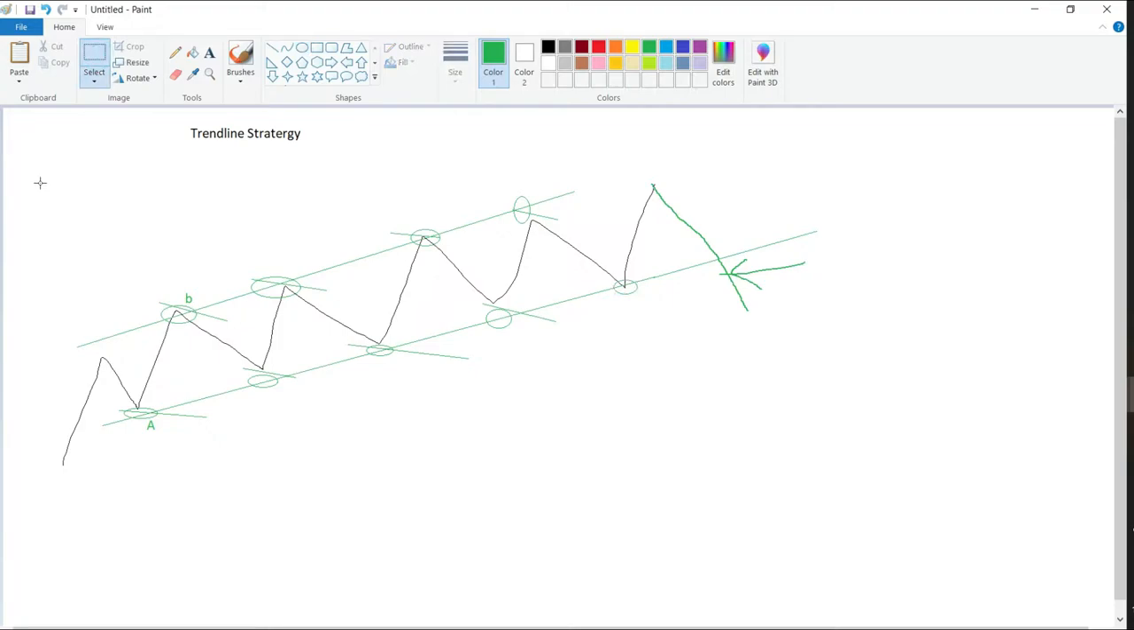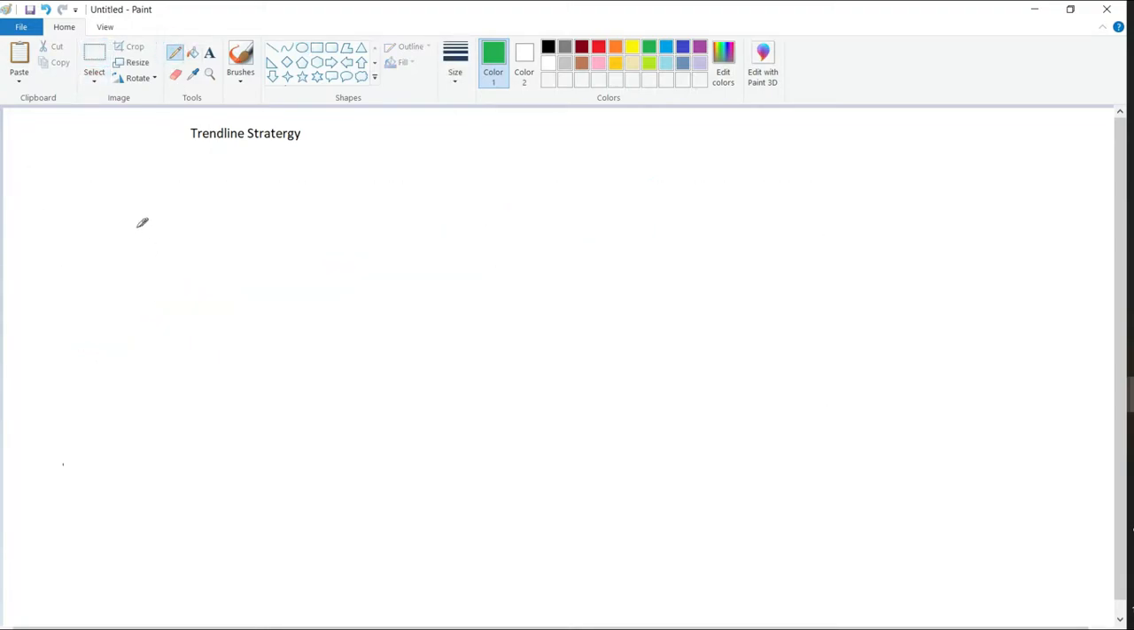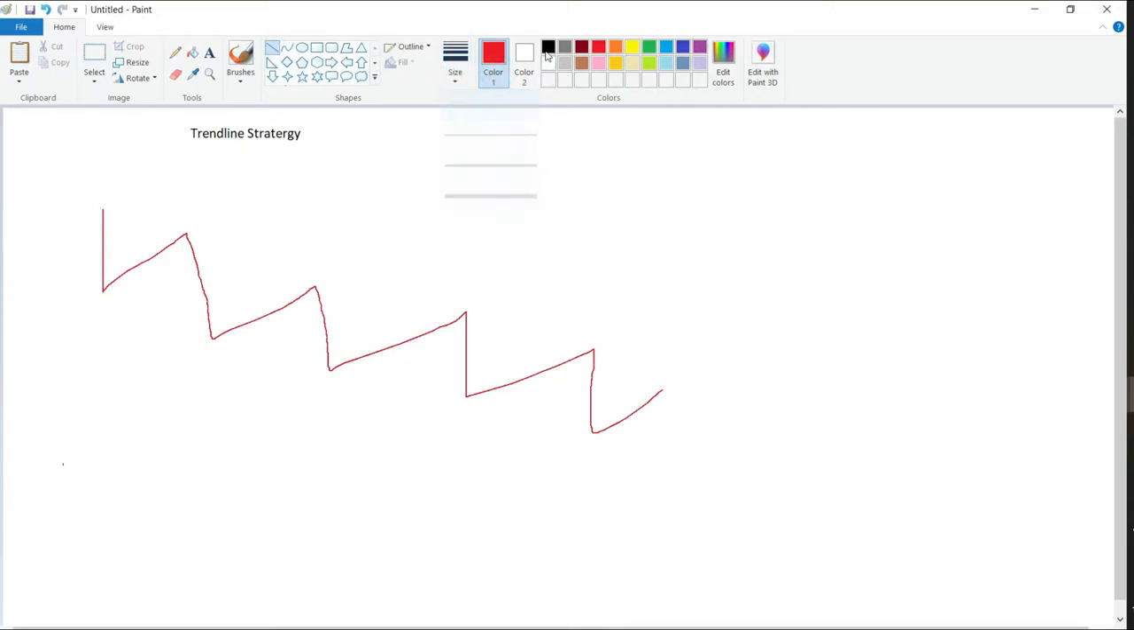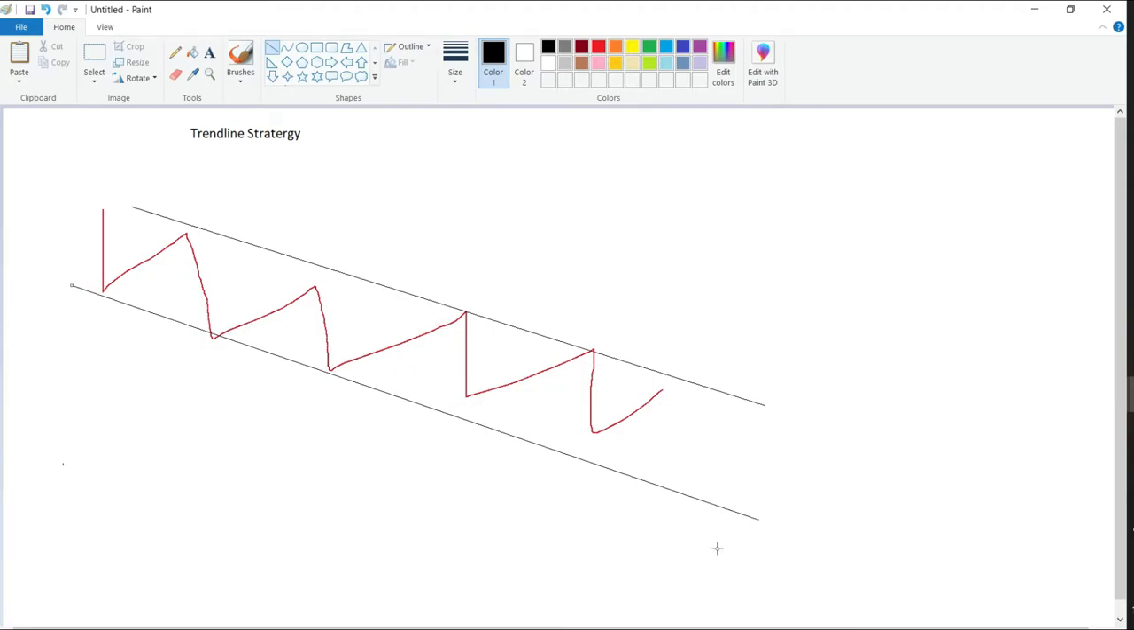Similarly, if you want to buy, I'll just delete this. If the stock is moving in a downward direction like this, you first mark its highs and lows. I'll mark the high. Drawing a trend line is actually connecting the maximum number of touch points on the highs and the maximum number of touch points on the lows. So this is now a downward direction trend.